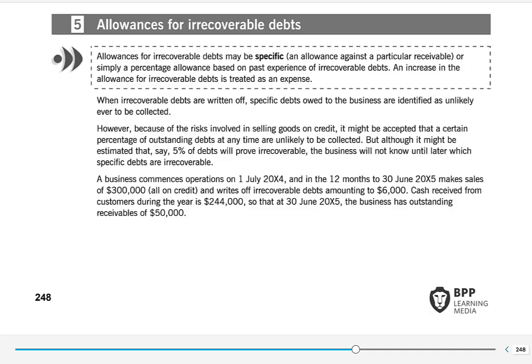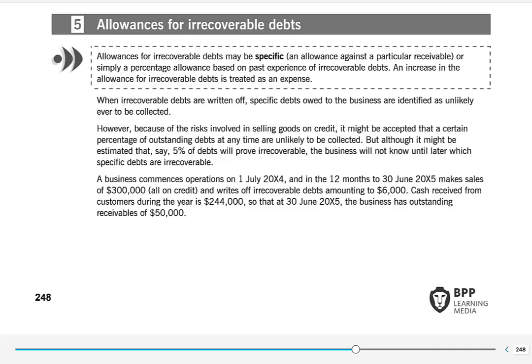Part 5. What happens later when a specific customer is finally written off? This is where students often get confused. When you later decide a specific debt is definitely irrecoverable, you write it off. But if you already have an allowance, the write-off is normally charged against the allowance, not charged again as a fresh expense. So the write-off entry, when it is covered by the allowance, is debit allowance for irrecoverable debts, credit trade receivables. Notice what happens to profit here. Profit does not change at that moment because the expense was already recognized when you created the allowance earlier. That is exactly the logic of lesson 5.